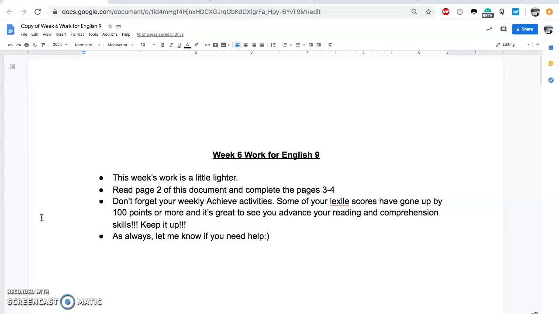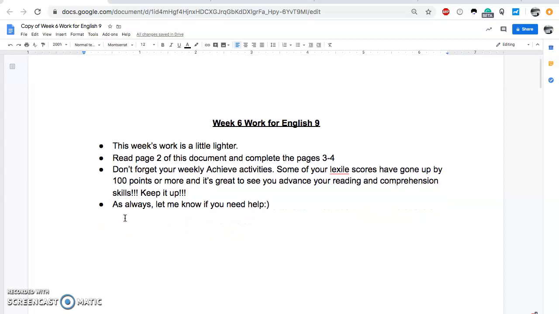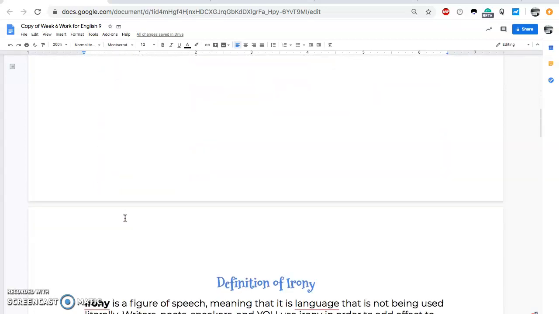Okay, so this is what you guys saw in Google Classroom. As I mentioned, this week's work is a little lighter as far as amount, but maybe not in difficulty. So you're to read page 2 of this document and then complete pages 3 and 4. And of course, don't forget your weekly Achieve activities. Some of your Lexile scores are going up tremendously, so good job. Keep it up. And then you guys have my email if you need help.